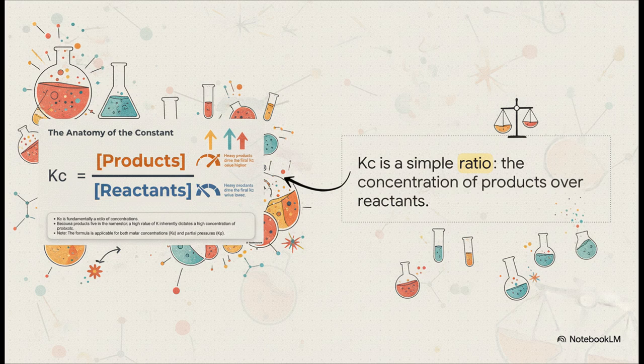And you know, the idea behind Kc is actually super simple. It's just a ratio. You take the concentration of the products and you divide it by the concentration of the reactants. That's it. So if you end up with a ton of products, that top number is big, right? Which means Kc is going to be large. But if you're left with mostly reactants, the bottom number is big and Kc will be tiny. It's a direct measurement of how the reaction ends up.